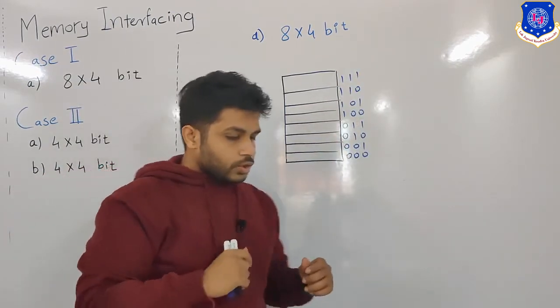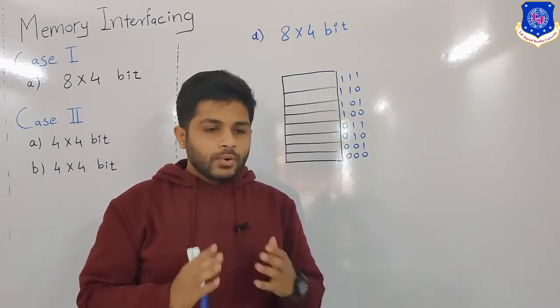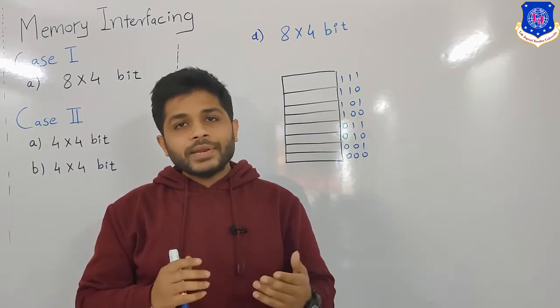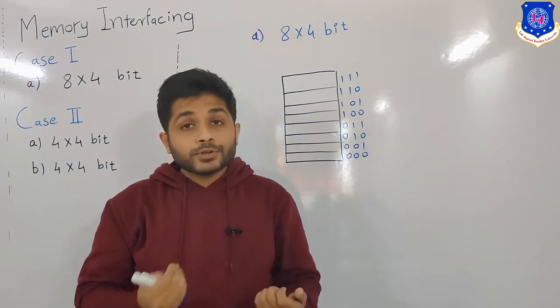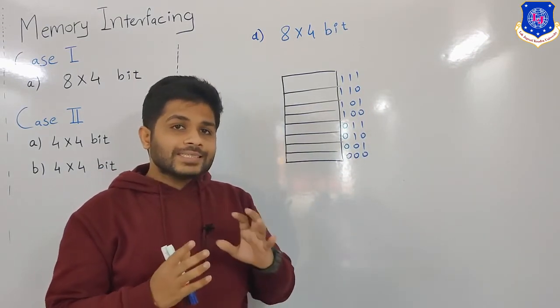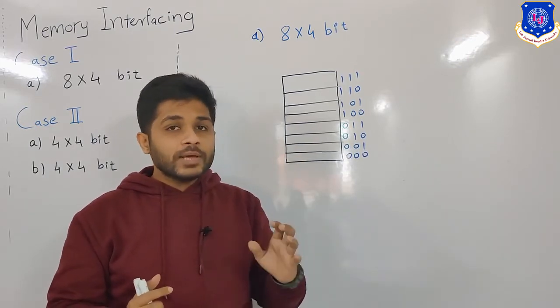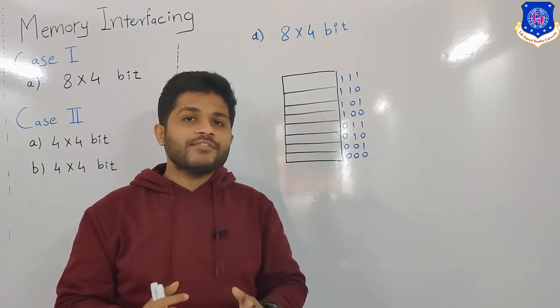Okay. So we have drawn the memory and we have provided the locations. Now what is the meaning of memory interfacing? Students, memory interfacing means that we will connect the memory with the microprocessor in such a way that the processor can access each and every location of the memory, as well as read and write each and every location.